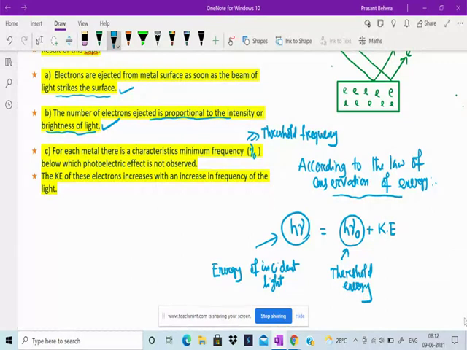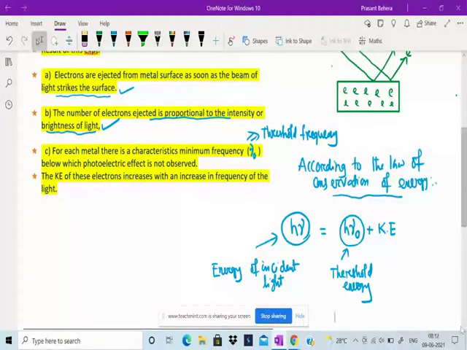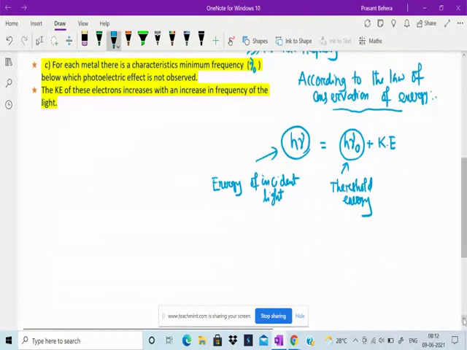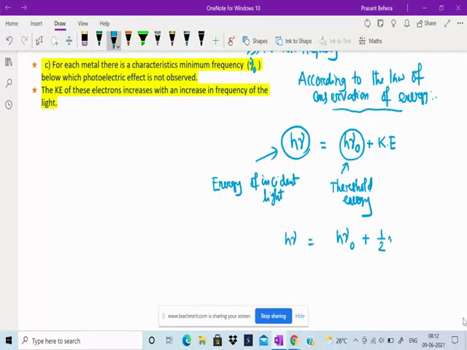That means incident light energy should be greater than threshold energy. Then the rest of the energy is converted to kinetic energy. You can arrange this equation: h nu is equal to h nu naught plus K, or h nu is equal to h nu naught plus kinetic energy, which is equal to half m v square. This is the equation.